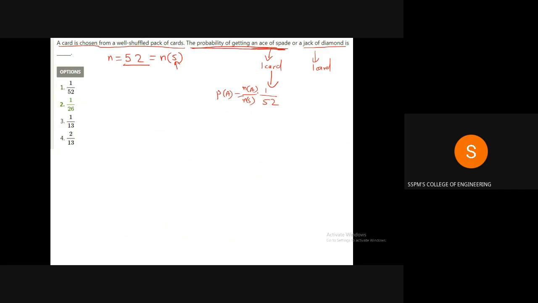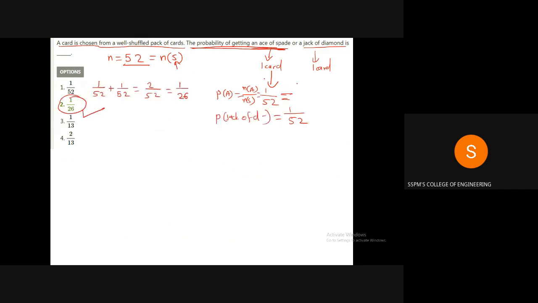Similarly, the probability of getting a jack of diamond: it is again a single card, so the probability will be 1 upon 52 for it as well. Both the probabilities are the same. So what is the total probability? It is 1 divided by 52 plus 1 divided by 52, that is 2 divided by 52, or we can write 1 divided by 26. So 1 divided by 26 is the correct option.